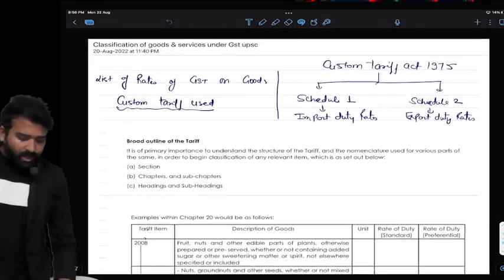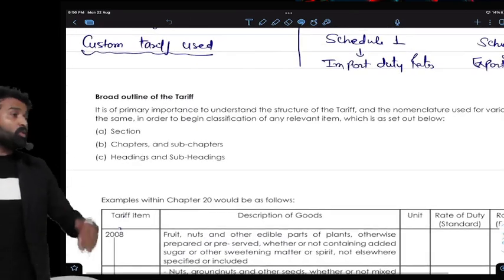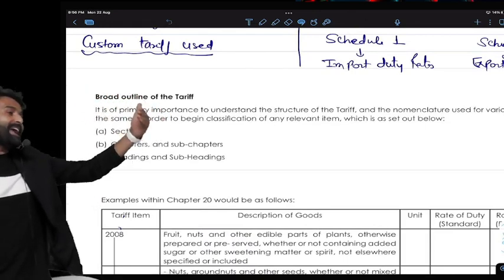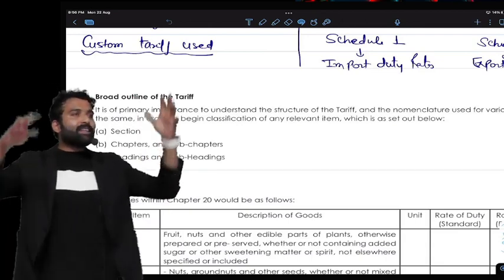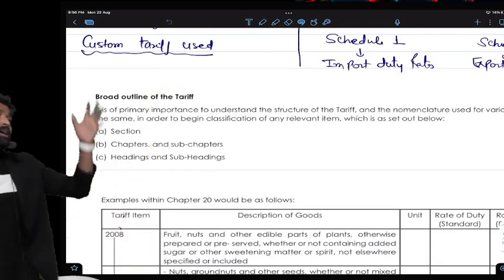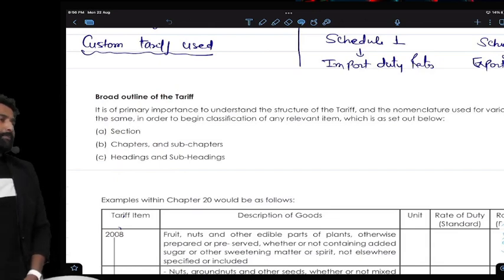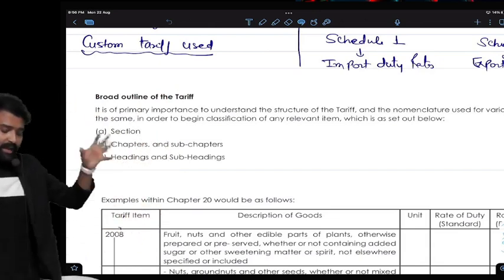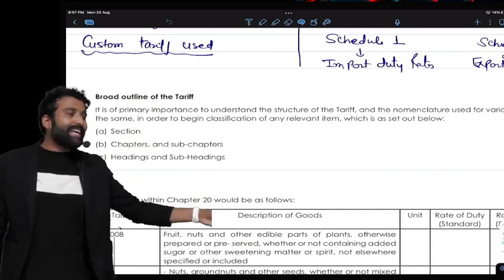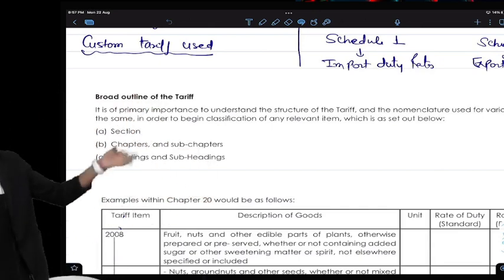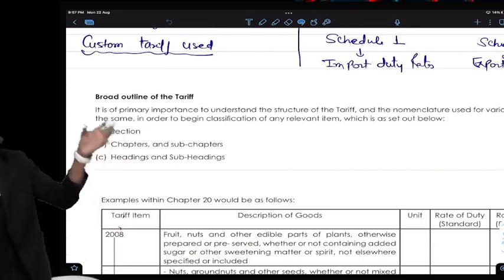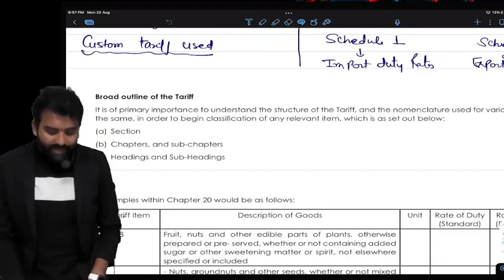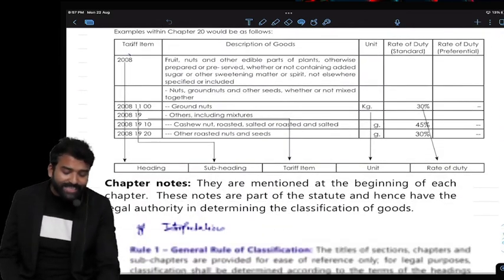Now our Custom Tariff Act is divided into various sections, chapters, subchapters, subheadings and headings. The whole customs tariff is divided into 98 different chapters. Under the chapters we have a lot of sections and a lot of headings, under the headings we have a lot of subheadings, and under the subheadings we have a lot of items. So how can we decode the Custom Tariff Act? Actually, we can easily decode it using the HSN code.